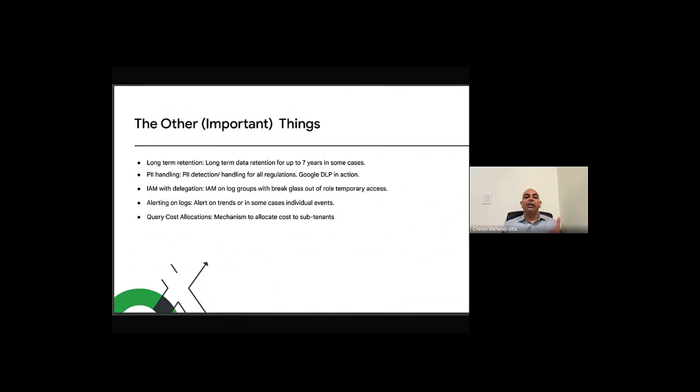And last two are alerting on logs and query cost allocation. Although alerting is primarily done on metrics, there are valid use cases where we had to support alerting on targeted logs. And we wanted to ensure that we can allocate the query cost based on the users where queries are originating.